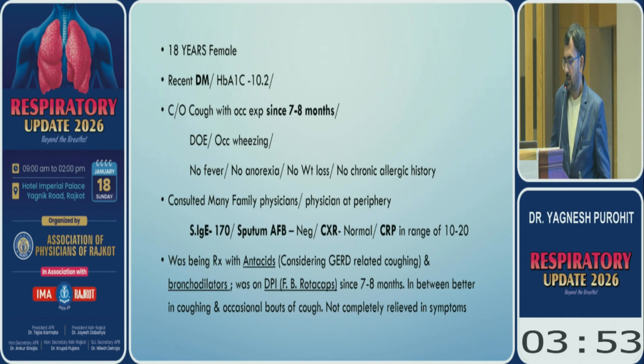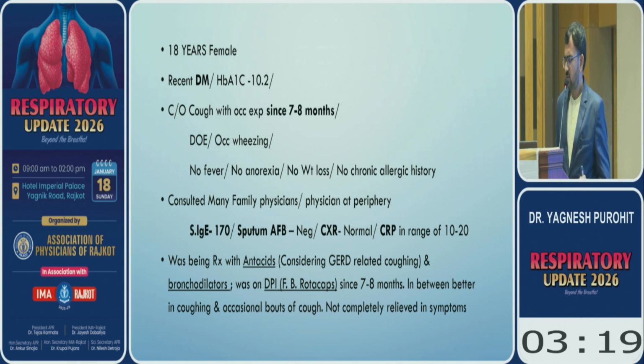Moving towards the second case, this was an 18-year female, recently diabetic with A1C of 10.2, history of cough with expectoration since 7 to 8 months, with history of dyspnea on exertion, occasional wheezing, no weight loss. Consulted many physicians, family physicians at periphery. Her IgE was slightly raised, sputum AFB was negative, X-ray was normal, CRP was in the range of 10 to 20. She was being treated with antacids considering GERD as the cause, and also bronchodilators with the rotacaps.